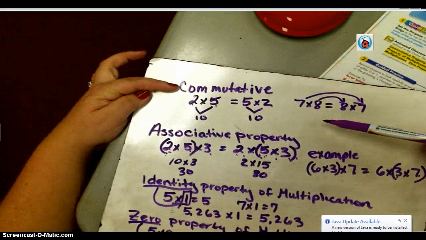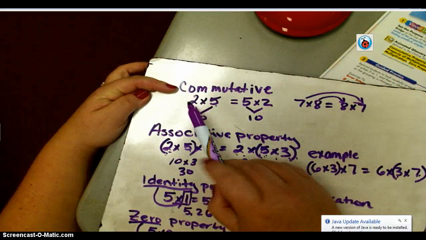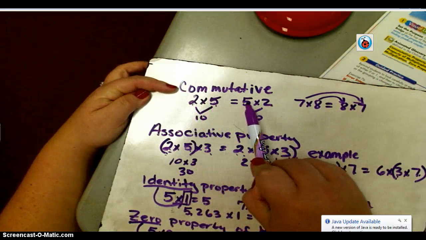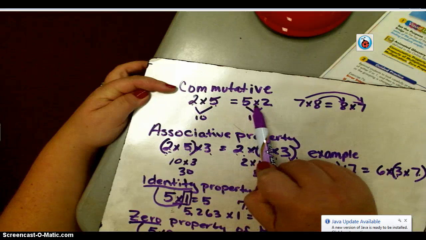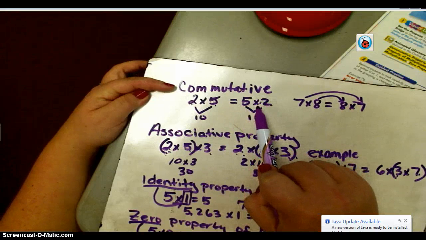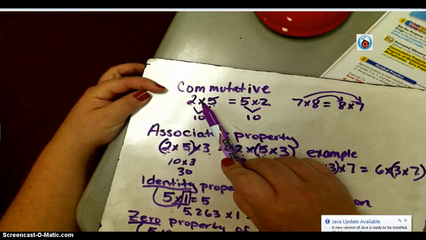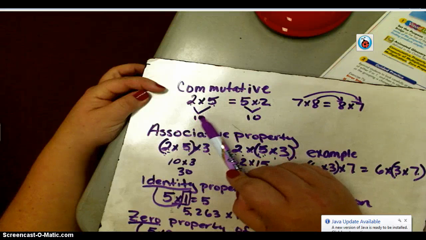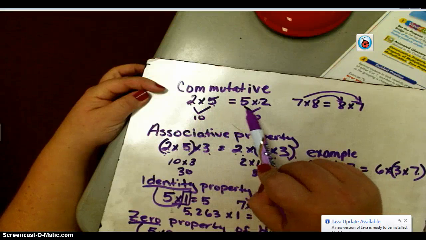Up here I have commutative property. That says I can change the location of my numbers as long as I keep that symbol the same in the middle. So here I can have 2 times 5, and that answer is going to be equal to 5 times 2.